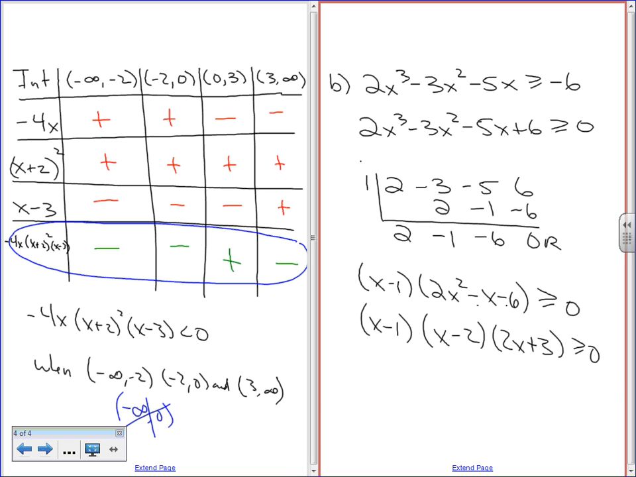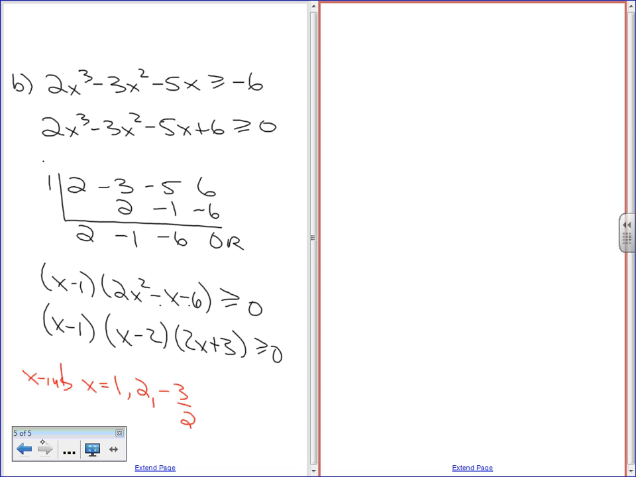So now that I have it in factored form, it'll be pretty easy to identify my x-intercepts. My x-intercepts are when the factors are equal to 0. So 1, 2, and negative 3 over 2. Is anybody unsure where I got those numbers in red? I'm just setting each one of those factors equal to 0 to find the intercepts. So now that I have the intercepts, it becomes exactly like this where we do our interval chart.